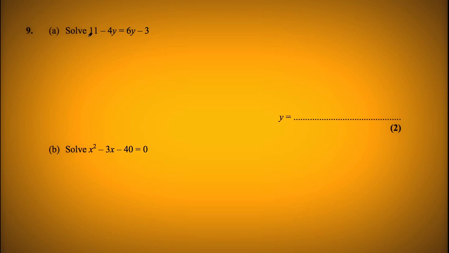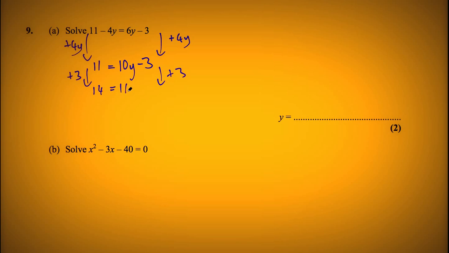In this one, I need to get all of the y's on the same side to begin with, so I'm going to add 4y to both sides, leaving me with 11 plus 3 equals 10y minus 3. Add 3 to both sides. 14 equals 10y. Divide by 10. And that gives me y equals 1.4.